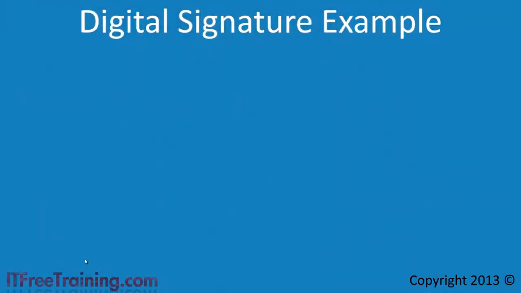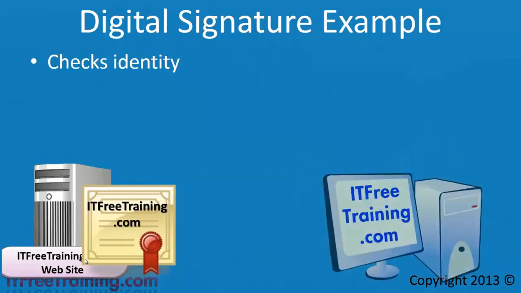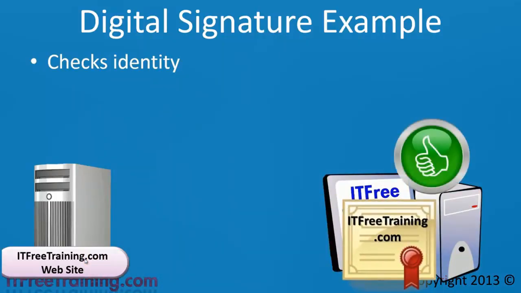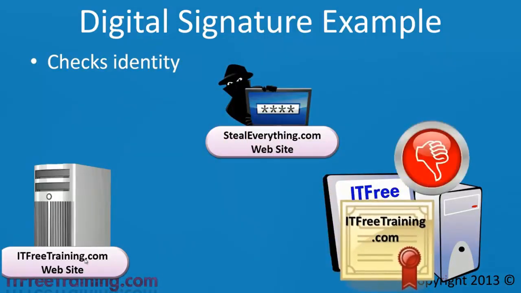So what exactly does the digital signature do? First, it provides a method for checking the identity. For example, if you had a certificate that was issued to itfreetraining.com, the name of the website could be included as a field in the certificate. When the certificate is downloaded to a client computer, the client computer checks the name on the certificate to see if it matches the website that they are trying to access. If it does, the certificate will be used. You can see that if another website also obtained this certificate and attempted to use it, the certificate would be rejected as the name in the certificate and website do not match.